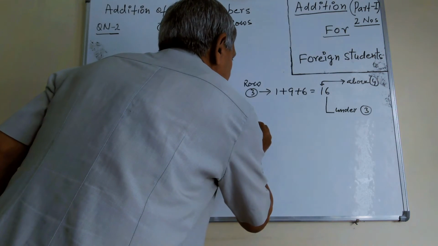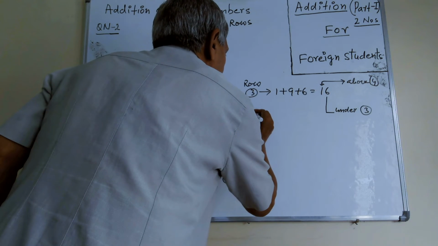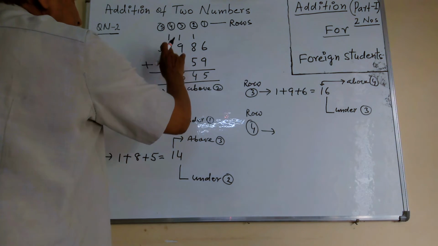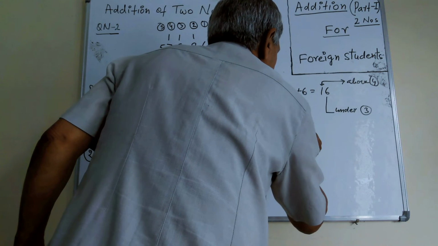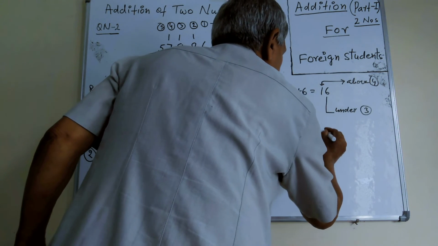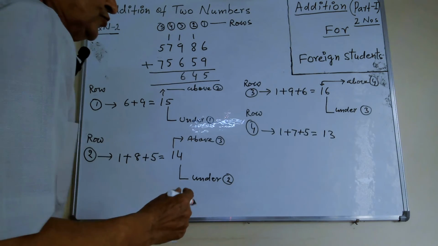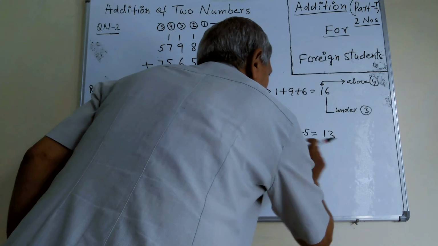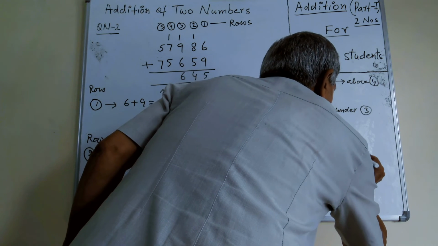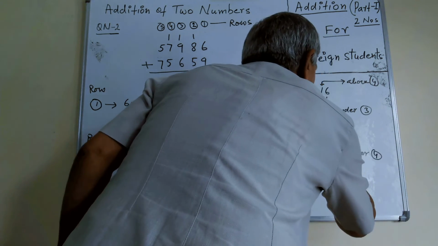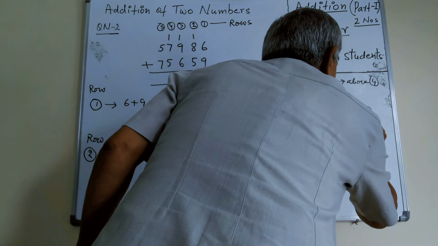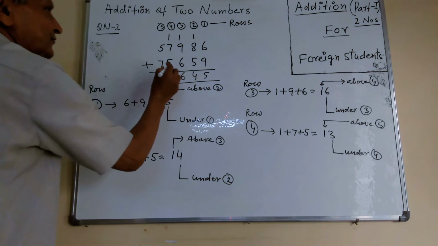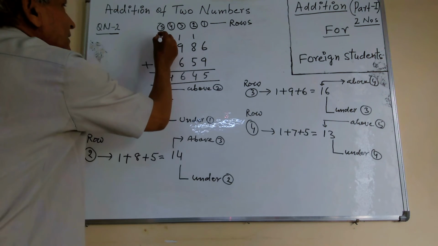Now take the fourth row, and write down all the numbers of the fourth row. 1, 7, 5. 1 plus 7 plus 5 is equal to 13. My dear students, bifurcate this 13 again. 3 under the fourth row, and 1 goes above the next row. Next means the fifth row. 3 under the fourth row and 1 above the fifth row.